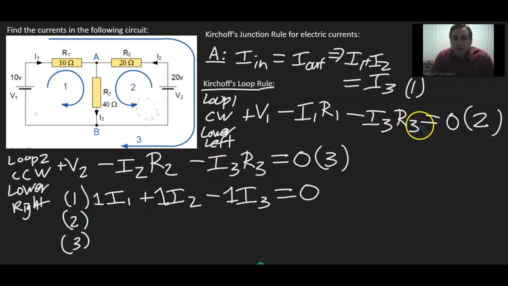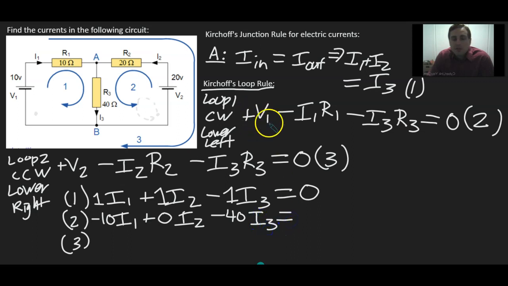How about equation 2? Well, it's minus I1 R1, but R1 was 10. So it should be minus 10 I1. And there's no I2, so plus 0 I2. And then we should have minus I3 R3, but R3 is 40. That's minus 40 I3 equals, now this voltage was positive. When it gets moved over to the other side of the equation, it becomes a negative. So it should be minus what V1 was. That should be minus 10.